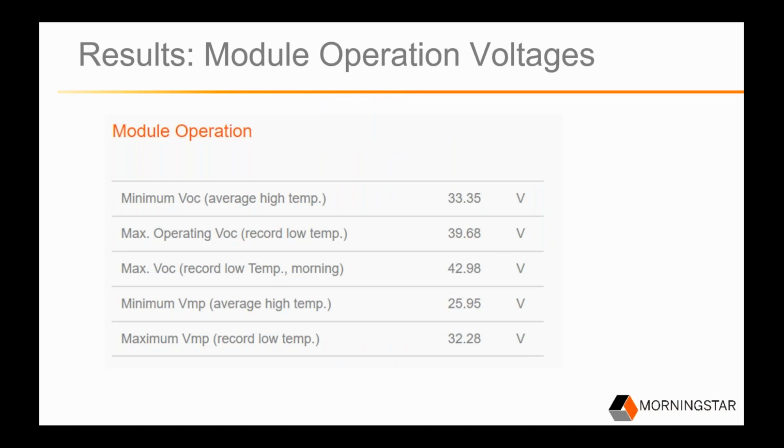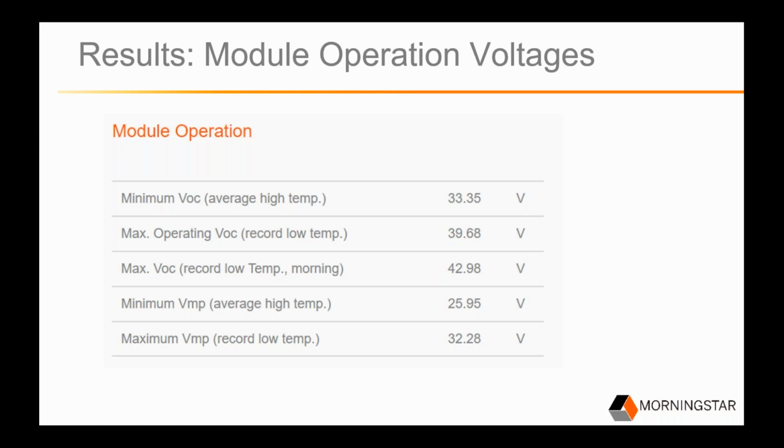Here we go. Here's a closer look at the specs at high and low temperatures. The open circuit voltages are shown first. The maximum VOC at record low temperature is the highest voltage that the module might be able to generate, so it's a very important consideration. The minimum VMP at the average high temperature is also an important consideration since it indicates the lowest voltage at which the module will generate maximum power.